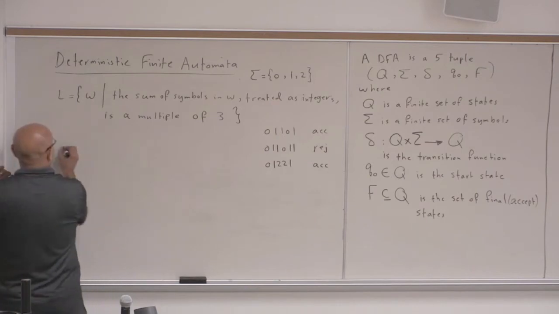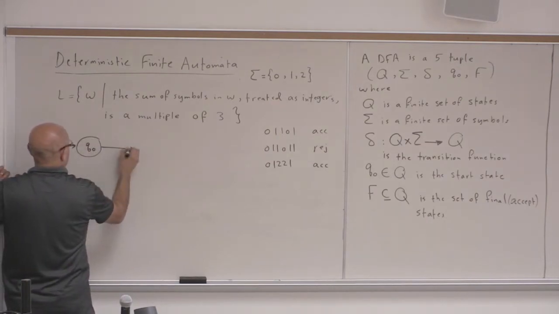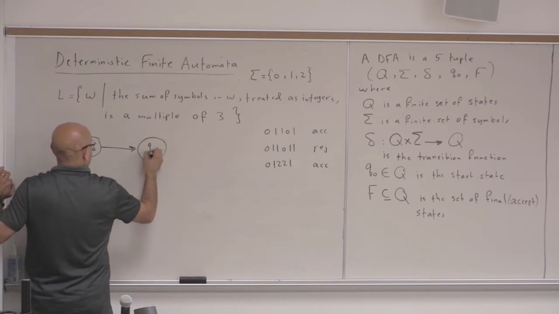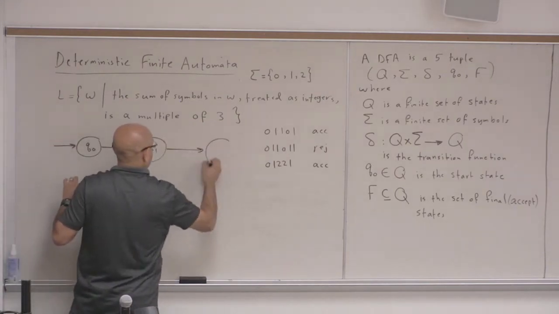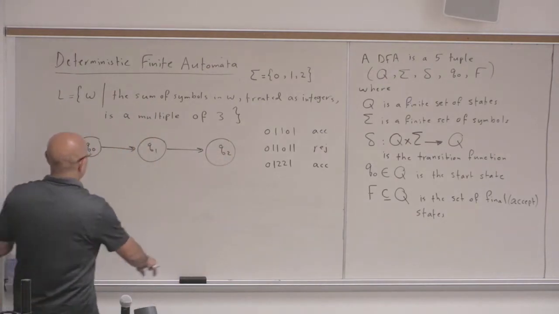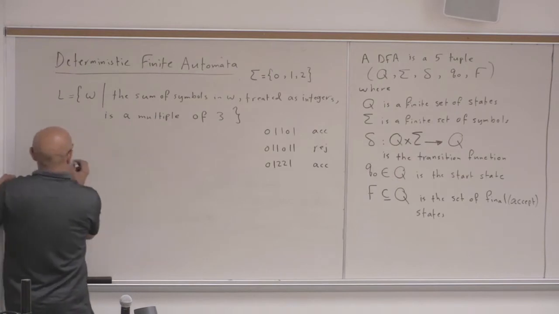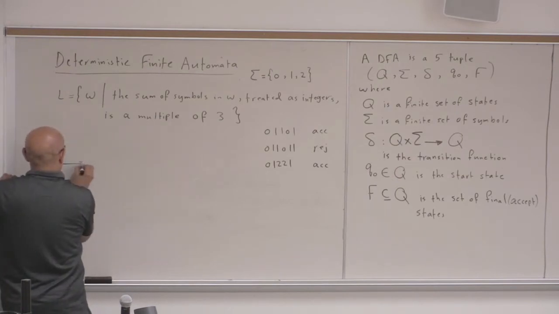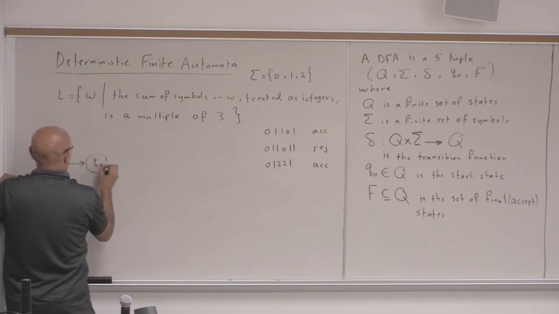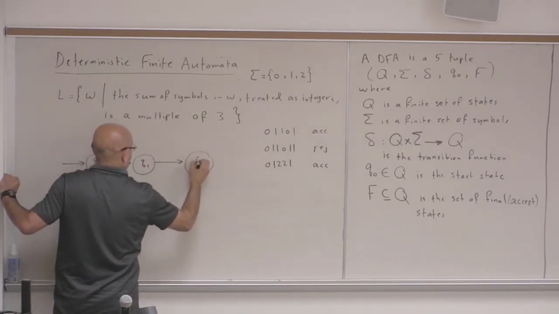So, this is my Q0, this is my Q1, this is my Q2. Maybe I need more space, so I'm just going to redraw it. Q0, Q1, Q2.